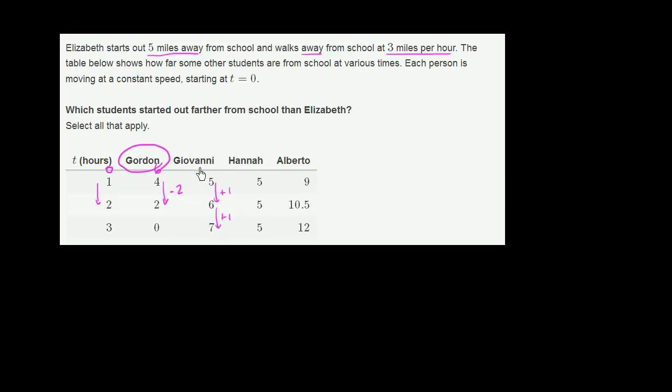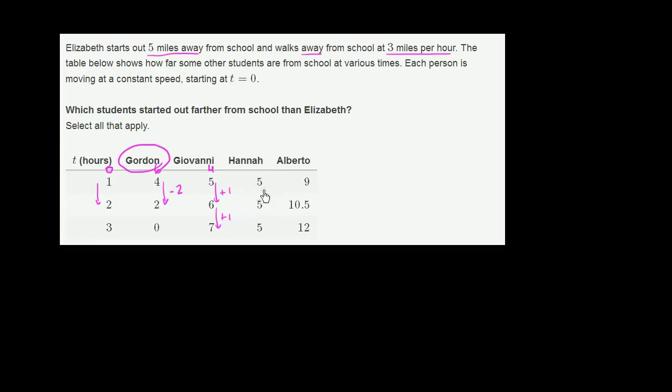So where was he at time equal 0? Well, he would have been a mile closer to school relative to time equal 1. So he would have been 4 miles away. So he did not start out farther than Elizabeth, who started out 5 miles away.